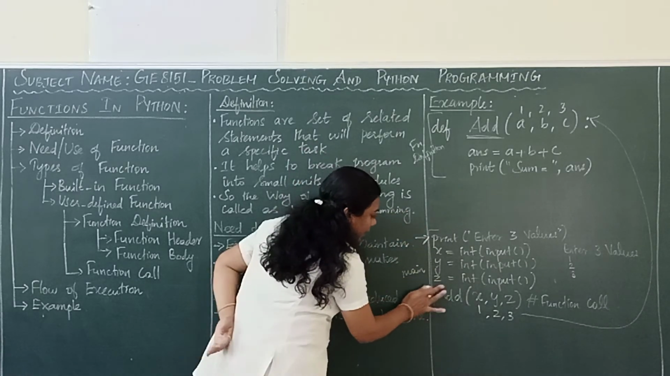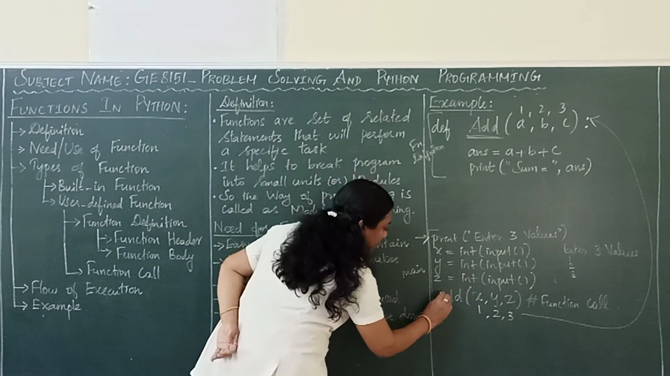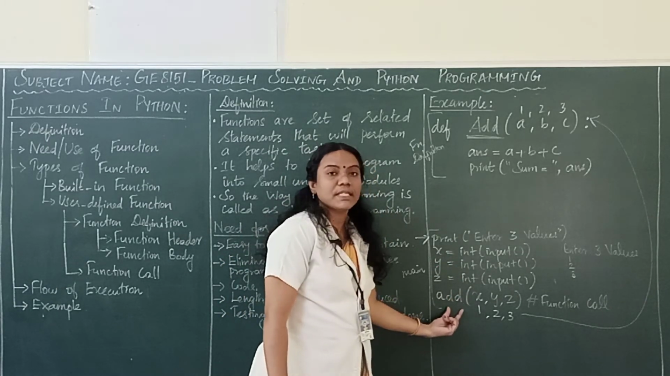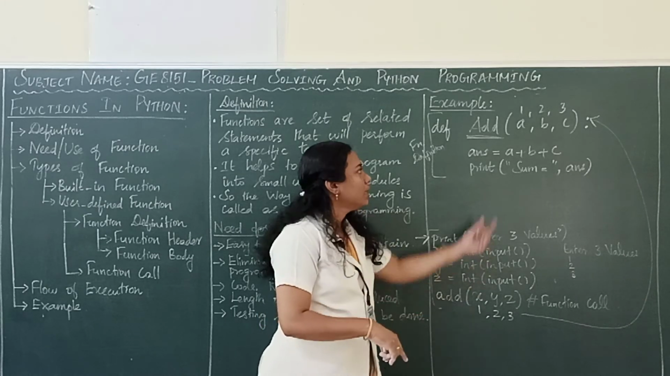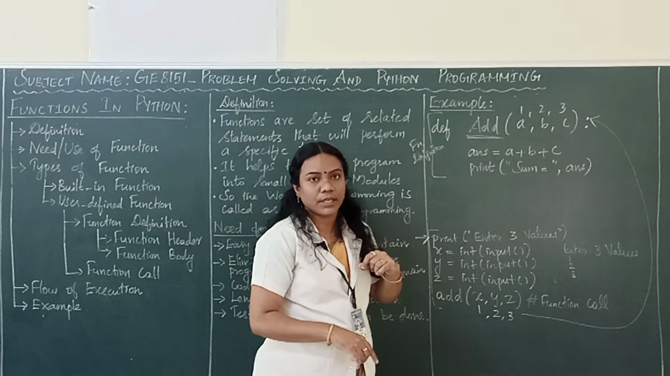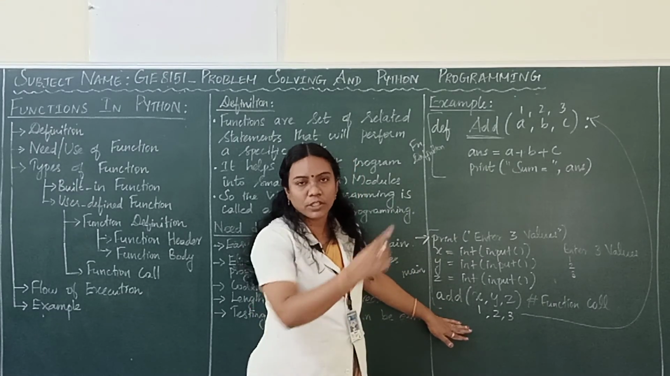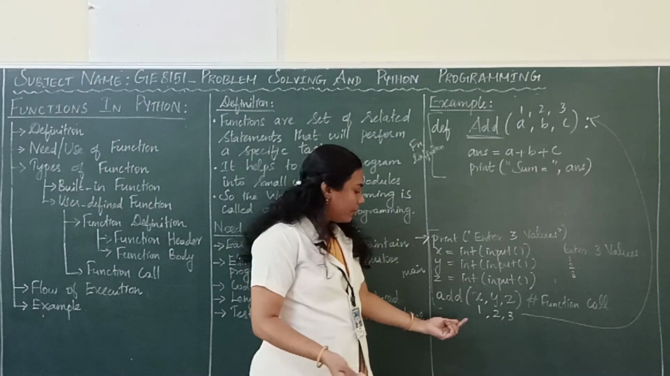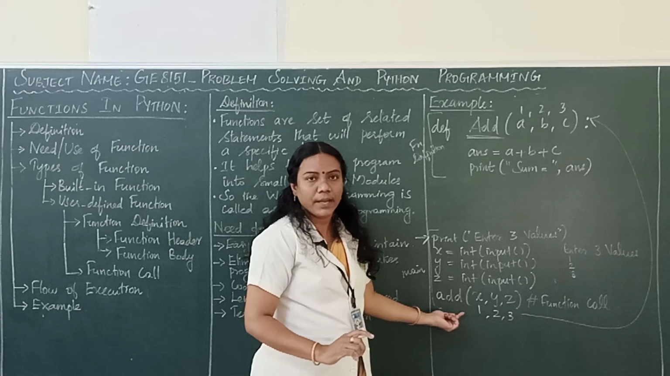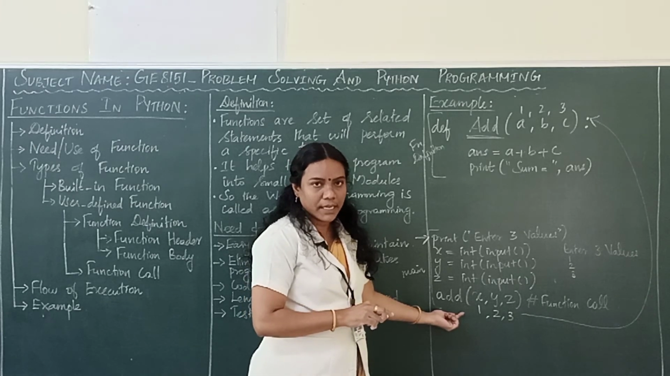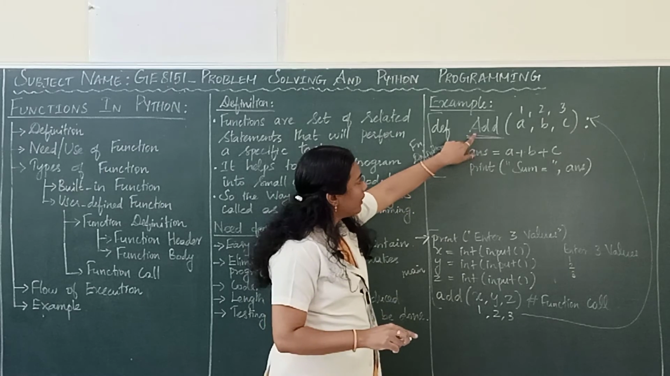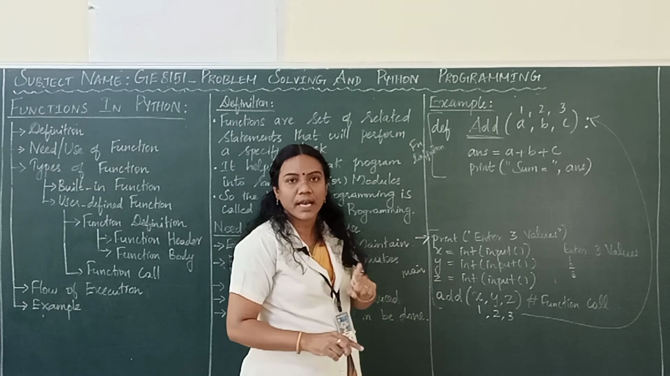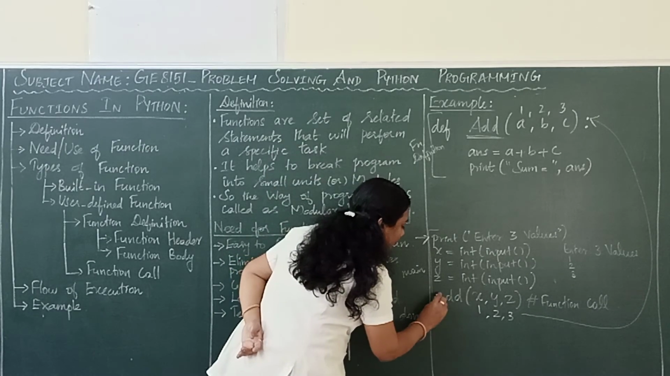Suppose in the function call I use the name as small a. Now the name of the function in the function call is different from the name in the function definition, so the function call doesn't match the defined function. It will show an error that the called function is not defined. Why is the error coming here? Because it is case sensitive. In the definition I used capital A, but in the function call I used small a, so it is treated as an error. You must use the same name.